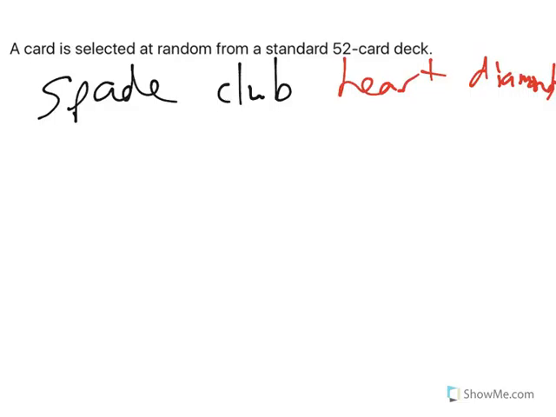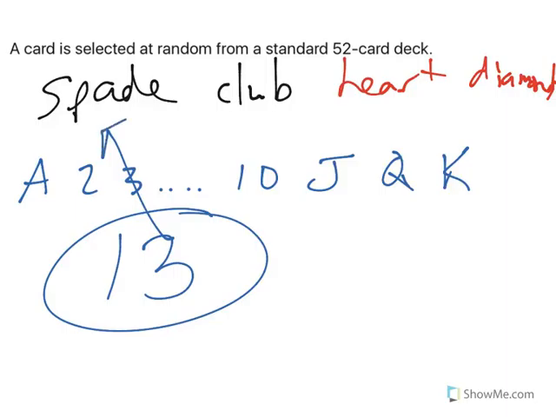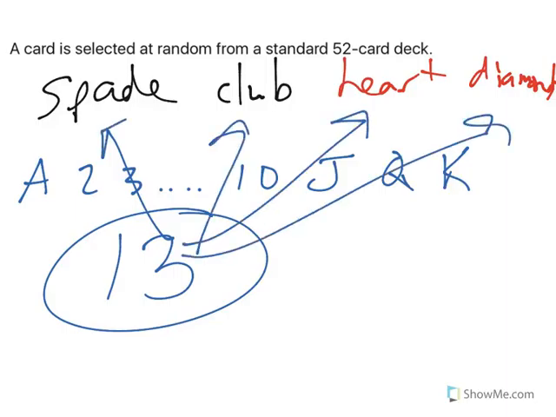All four of these go from ace, 2, 3, all the way up to 10, and then jack, queen, and king. So there are 13 values of each one, if you count them. There are 13 spades, 13 clubs, 13 hearts, and 13 diamonds. If you're talking about just kings, there are 4 kings: a king of spades, a king of clubs, a king of hearts, and a king of diamonds. That's something to keep in mind when you're playing with cards in terms of probability.